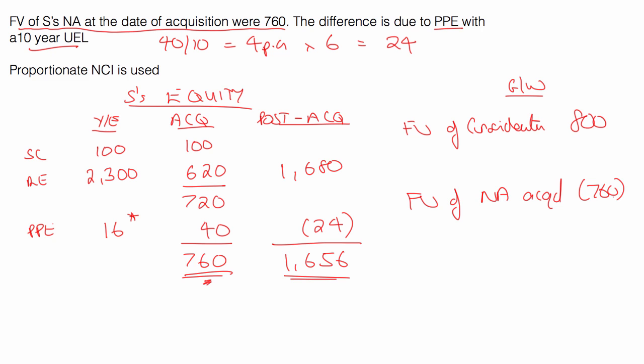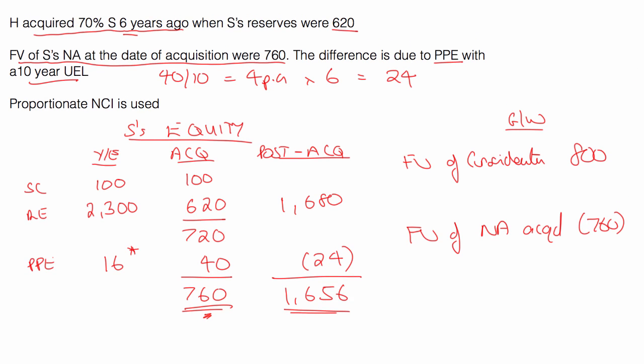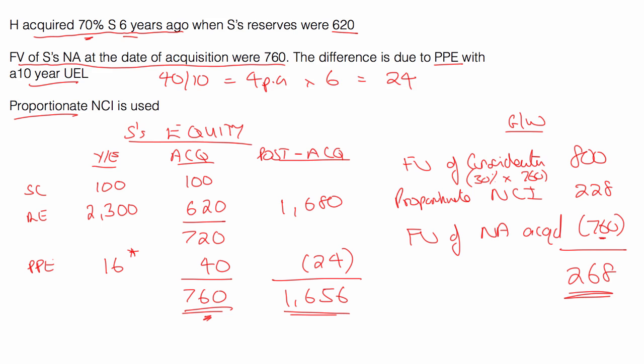But remember, I didn't pay 800 for all of it. I paid 800 for 70% of it. So NCI, using the proportionate method, and it's called the proportionate because they get a proportion of the net assets. At acquisition, they get 30% then of 760. Let me put that in my calculator. 760 times by 30% is 228. Add it all down then, so 228 plus 800 minus 760. That comes to goodwill of 268. So I can go put goodwill in.